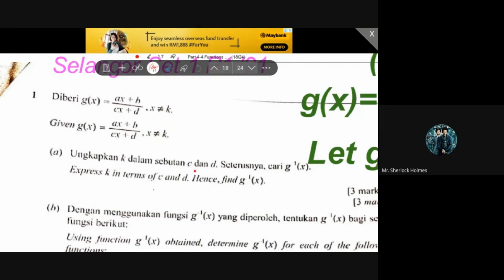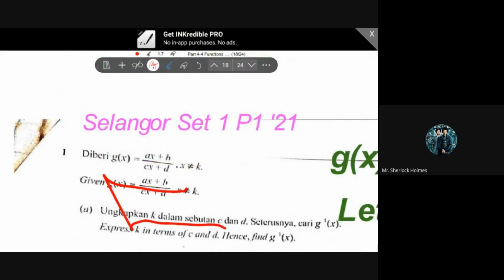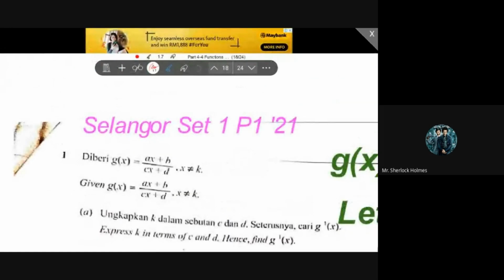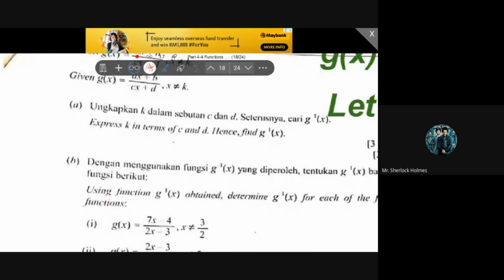So express K in terms of C and D. So can anyone tell or not? What is K in terms of C and D? Anyone got idea or not? What's your answer? This one is 1 mark only. So anyone got the answer, you can share. I want to see whether you know the idea or not. Macam mana nak first line to negative D. Wow, very fast lah. Very good and accurate also. Very good. So that's the answer.